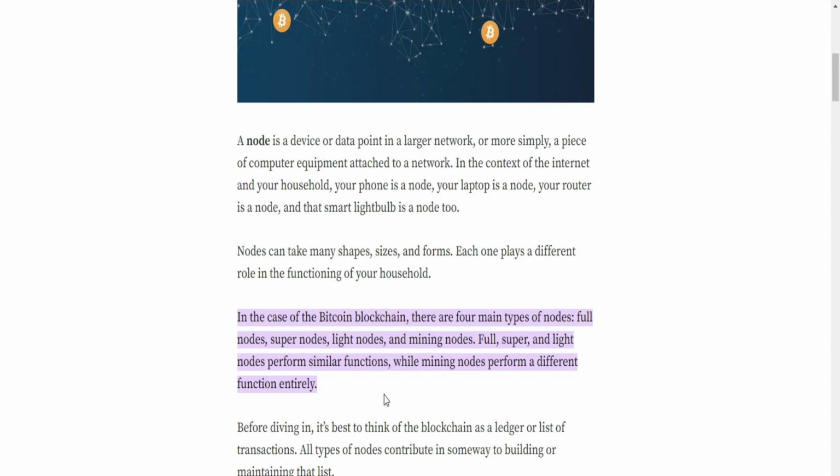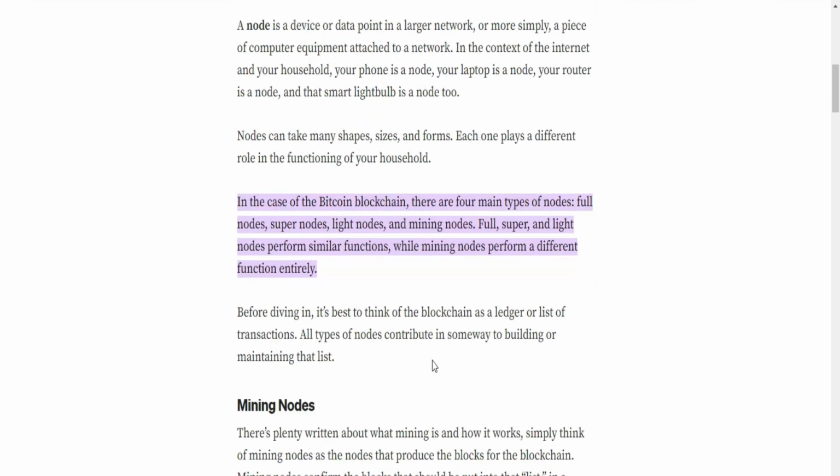A node is a device or data point in a larger network, or more simply a basis of a computer requirement attached to the network in the context of the internet. In your household, your phone is a node, your laptop is a node, your router is a node, and that smart light bulb is one too. Nodes can take many shapes, sizes, and forms. Each one plays a different role in the functioning of your household.